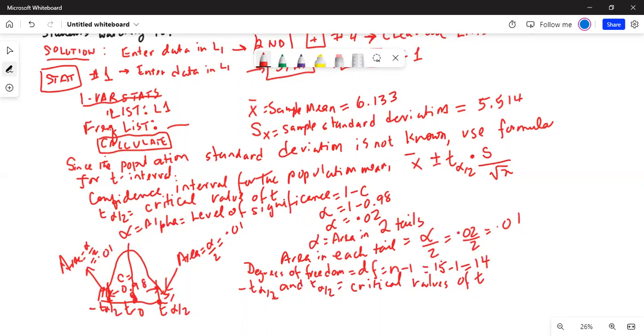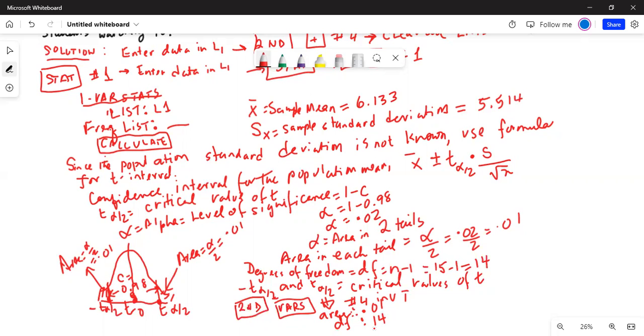Well, you press the second button, then the vars button, then scroll down with the down arrow key to number 4, which is invT, and hit enter. So they ask for area. This is area in the left tail, which is 0.01. Then they ask for degrees of freedom, which we know is 14. So type for the area 0.01.